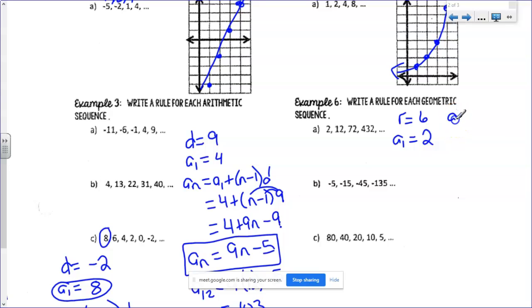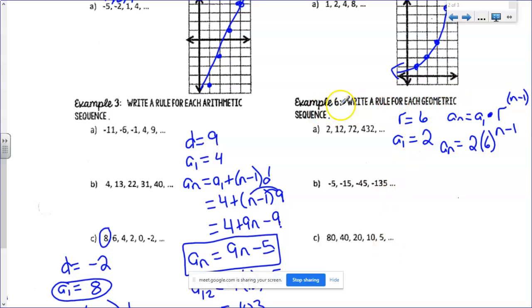So I'm going to write my formula so I can remember it. It's a to the 1. Notice both of them start with a to the 1. And now, instead of adding, I'm multiplying by r. And then n minus 1 is also the same. Does that make sense? This is an exponential, like we saw in the graph above. Okay, so I'm going to plug in what I know. My a to the 1 is 2, my r is 6, and my exponent is n minus 1. So that's how you write the function.